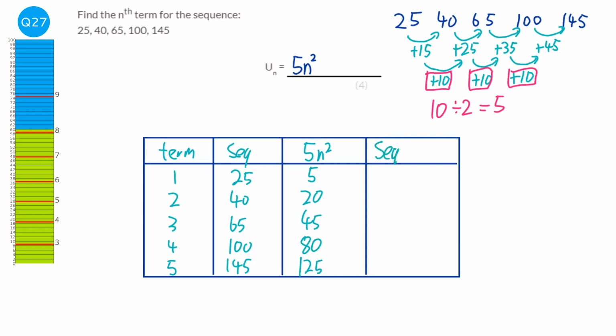So we're going to get our sequence and just remove or take away the 5n squared and see what we're left with. So 25 take away 5 is 20. 40 take away 20 is 20. 65 take away 45, 20, 20, 20. So what this is saying is that once we remove the 5n squared, there's still 20 left. And so all we need to do to our sequence is just add that 20 on.